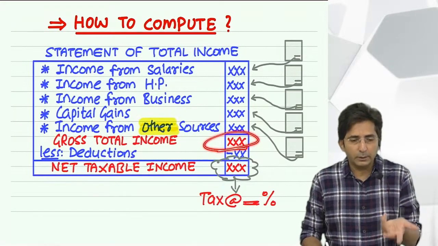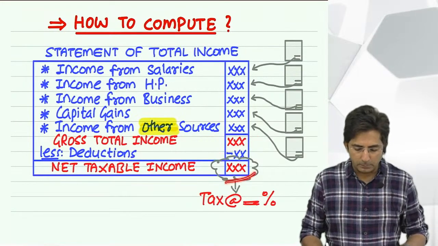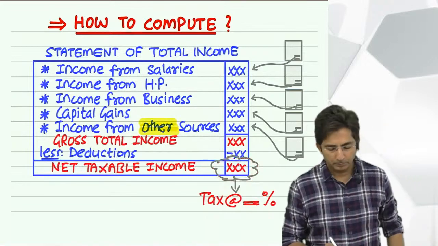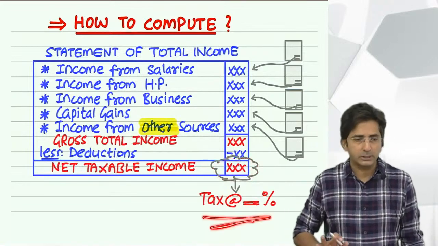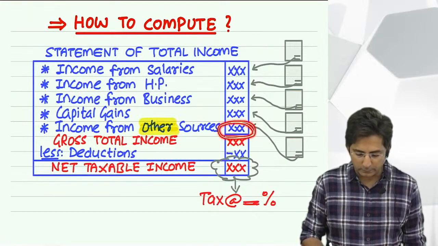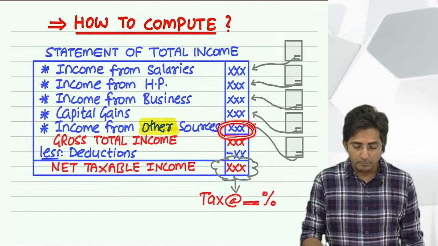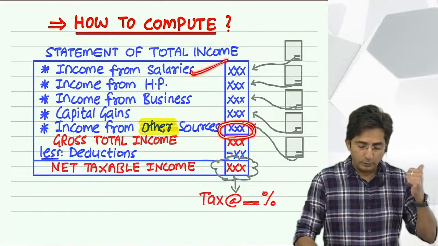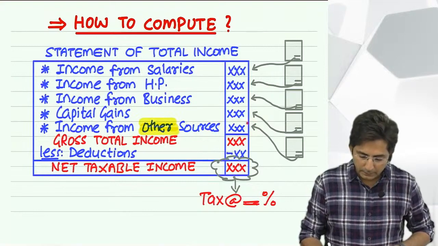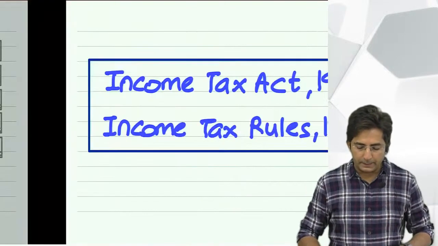And then there is something called deductions, and then net taxable income. On this you compute tax at the rate of a certain percentage. But how to calculate tax, that we have not started. We have just started with how to calculate this figure. This way we have the mission of learning to calculate each and every amount in this statement. Okay. So in income from other sources, there was a keyword I gave you.